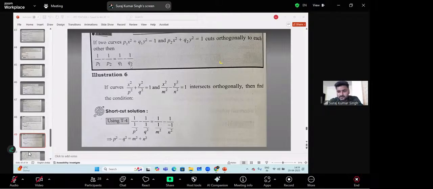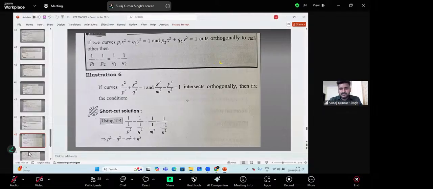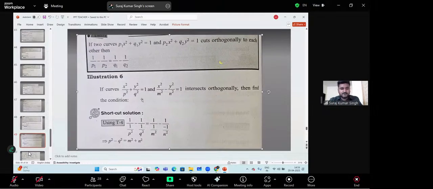Now our problem is solved. Now you can see here one question given, asked in JEE Main: if the curves x square by p square plus y square by q square equals 1 and x square by m square minus y square by n square equals 1 intersect orthogonally, then find the condition.